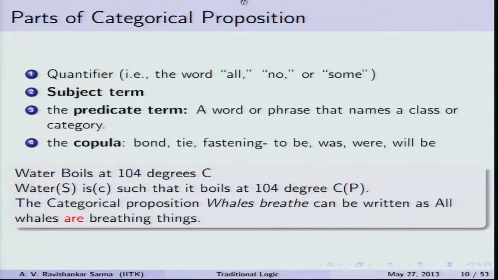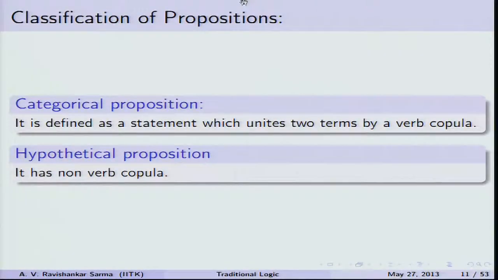For example, the categorical proposition "whales breathe" is not in the standard format. It is talking about the whole class of whales, so we can write it as "all whales are breathing things." Here we convert the non-standard format into the standard format. So a categorical proposition is a statement which unites two terms by a verb called a copula. Hypothetical propositions, such as "if P then Q," have a non-verb copula.